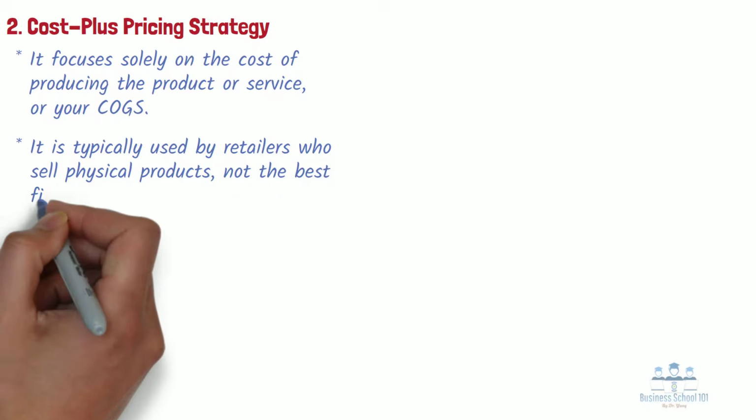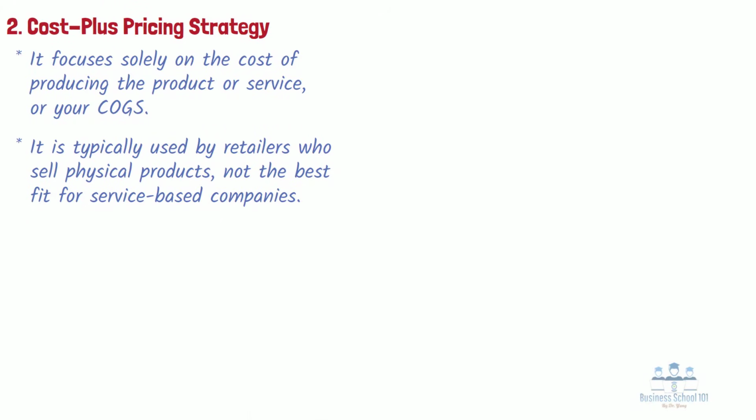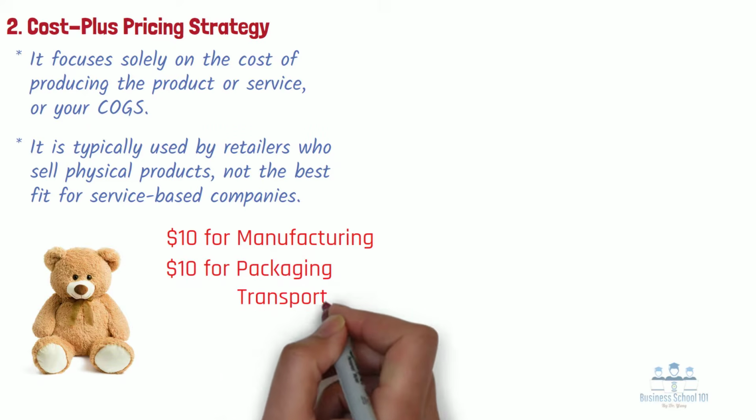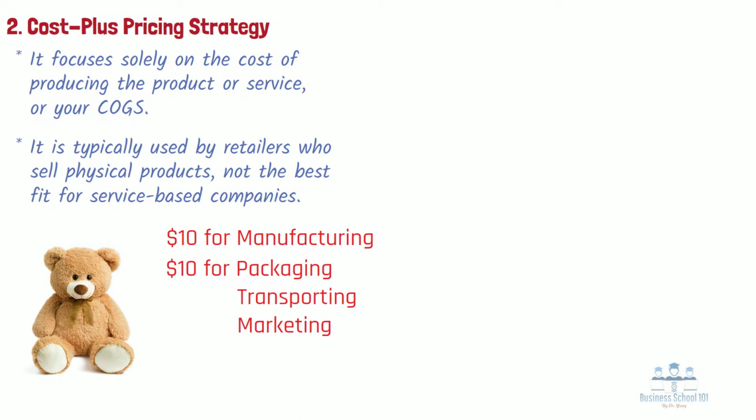However, this strategy isn't a best fit for service-based companies as services typically offer far greater value than the tangible cost to create them. To apply the cost-plus method, a company normally adds a fixed amount or percentage to its overall unit cost. For example, let's say you sold toys. The toy cost $10 for manufacturing and another $10 for packaging, transporting, and marketing, so your overall unit cost is $20. Now you want to make a $10 profit on each sale. Therefore, you'd set a price at $30 per unit, which is a markup of 50%.